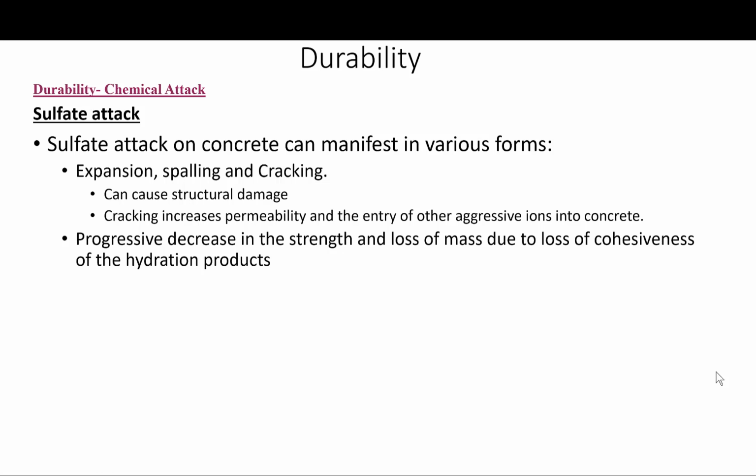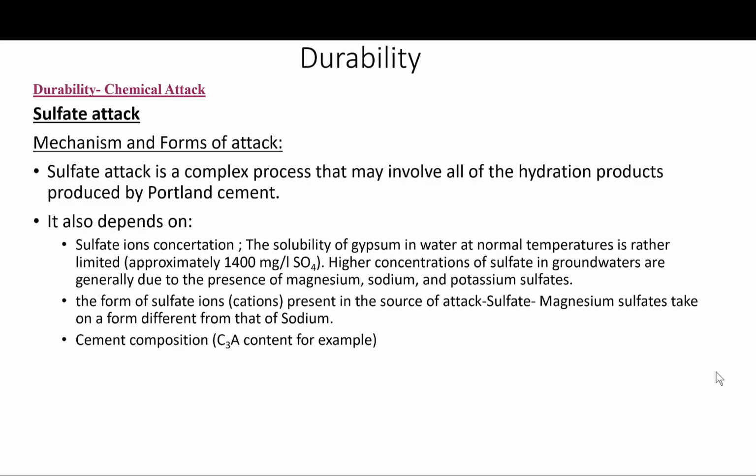The damage caused by sulfate attack may involve cracking and expansion of concrete as a whole, as well as the softening and disintegration of the cement paste in certain types of attacks, as we will see. So let's look at the mechanism of the sulfate attack.